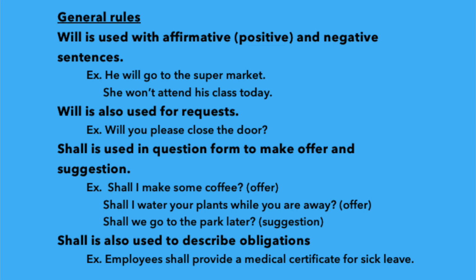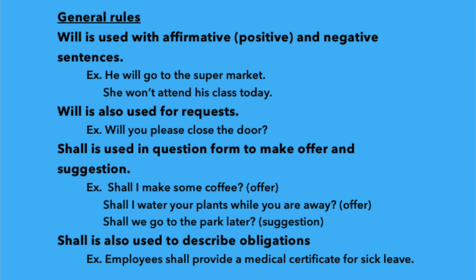Then as a general rule, use will for affirmative, positive and negative sentences about the future. Use will for requests too. If you want to make an offer or suggestion with I or we, use shall in the question form. For very formal statements, especially to describe obligations, use shall. These are the examples. Shall I make some coffee? Offer. Shall I water your plants while you are away? Offer. Shall we go to the park later? Suggestion. Or, we shall overcome this difficult moment.